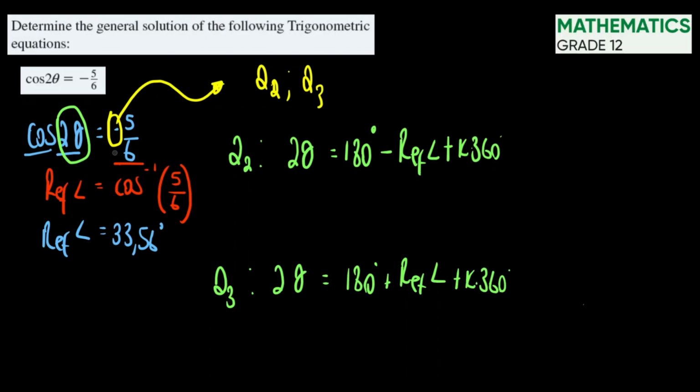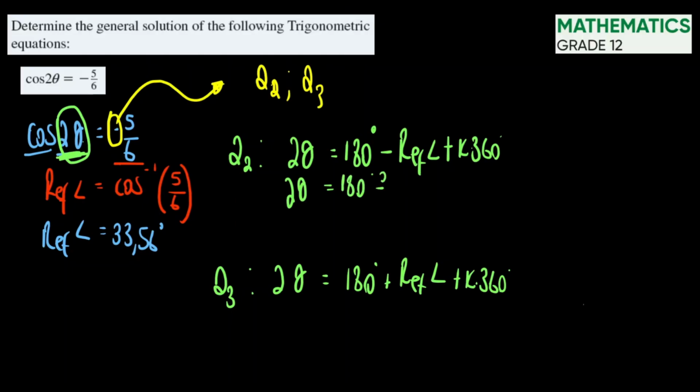Why are we saying 2θ? Remember, our point of reference is 2θ. If it was θ, we would only write θ. If it was 3θ, we would write 3θ. So don't make the mistake of only writing θ. Let's substitute our values and see what our answer looks like.